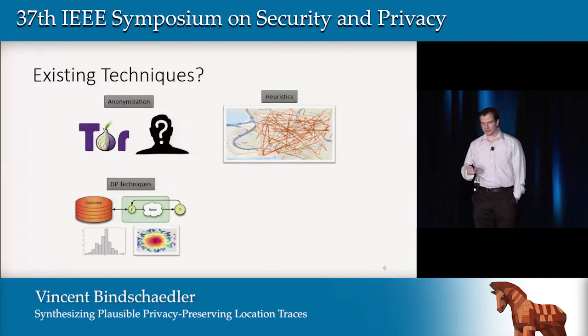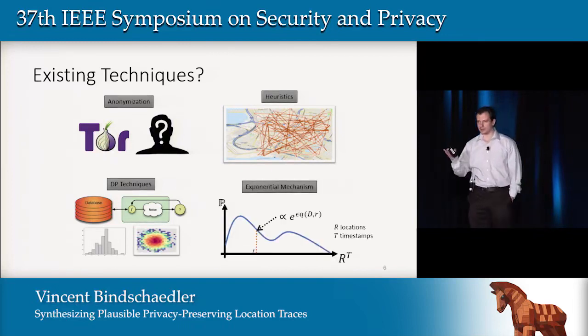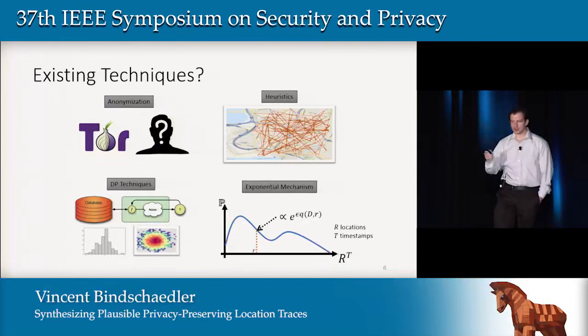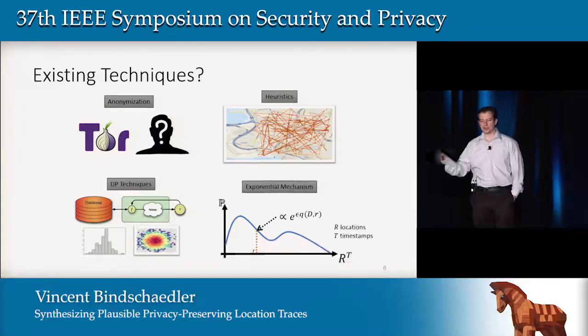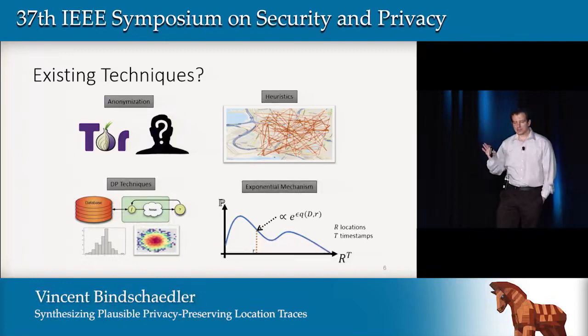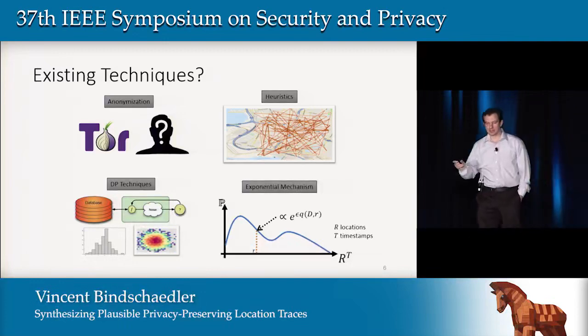We could try to go the differential privacy route, but unfortunately, these mechanisms do not produce full traces, except for the exponential mechanism. The way the exponential mechanism works is it assigns a score to each possible output record. In our case, an output record is a synthetic trace, and then it samples from the resulting probability distribution. Now, in our case, if we have R locations and T timestamps, there are R to the power T possible location trajectories.